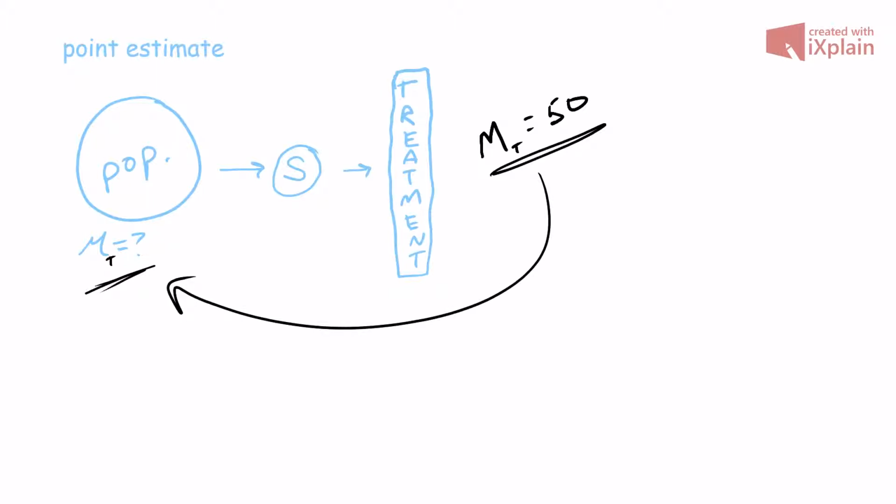Of course, it doesn't have to be 50 exactly. It probably isn't 50 exactly. It's just that this is our best guess based on our study. Again, this would be our point estimate. We always use a sample mean as a point estimate.